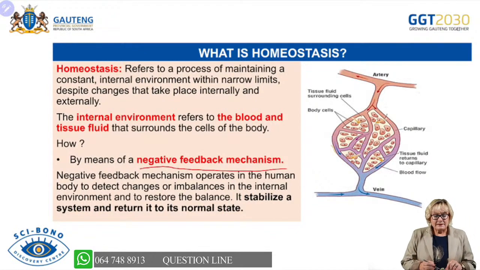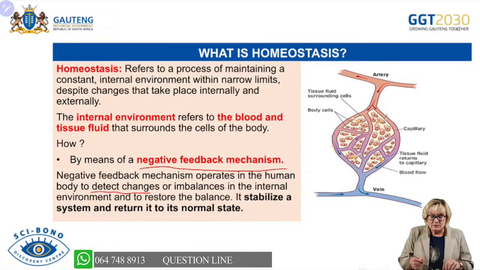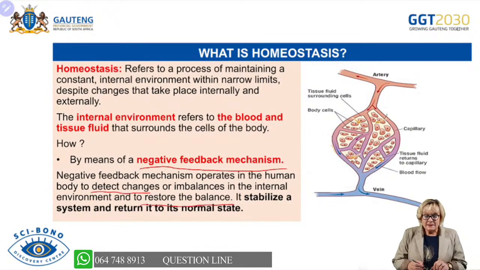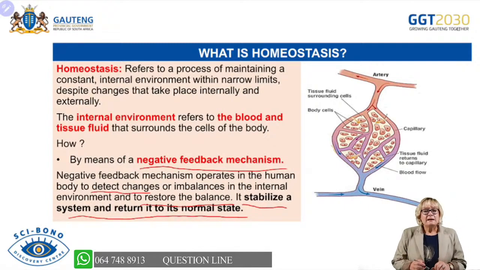A negative feedback mechanism operates in the human body to detect changes or imbalances in the internal environment and to restore the balance. It stabilizes a system and returns it to its normal state. Please look carefully. The very last sentence is bolded. And why is this? Whenever you are answering a question based on homeostasis, this is your last sentence, because that is the reason why homeostasis is taking place. It's taking back whatever was incorrect to the normal state or the normal level.